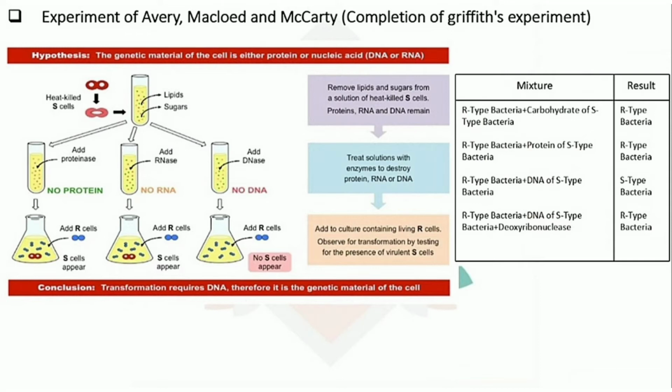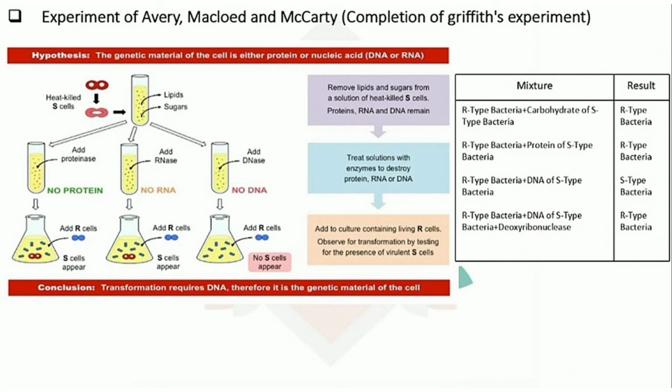In the first test, they used a mixture of R-type bacteria plus the carbohydrate of S-type bacteria. As a result, they got R-type bacteria. In the second set, they used R-type bacteria plus the protein of the S-type bacteria as a mixture, and they again got R-type bacteria. In the third set of tests, they used R-type bacteria plus DNA of the S-type bacteria, but this time they got S-type bacteria as a result.